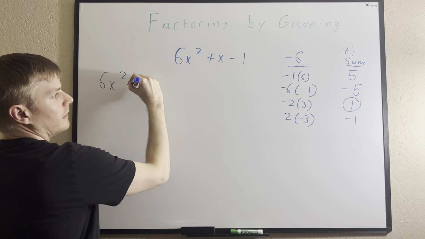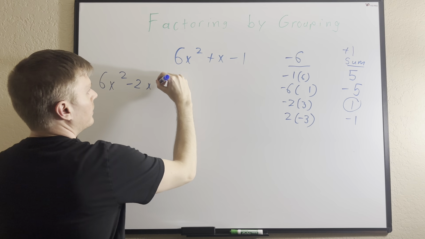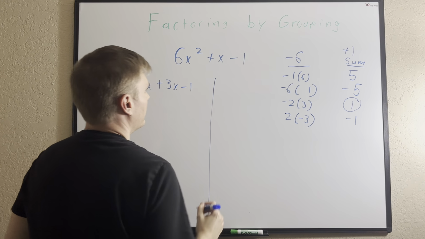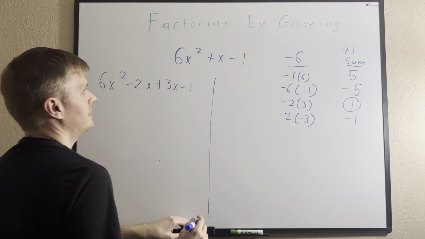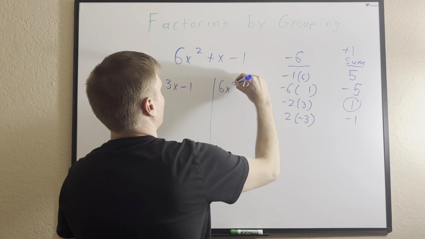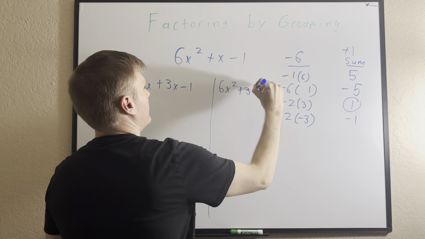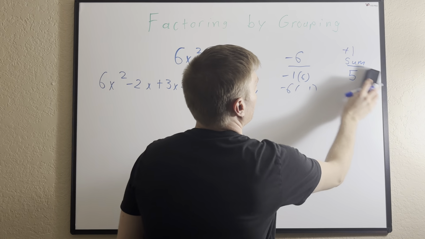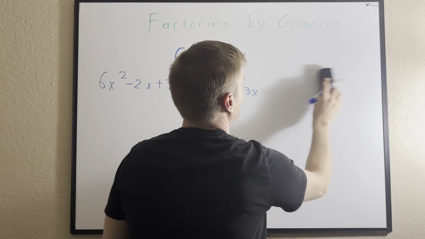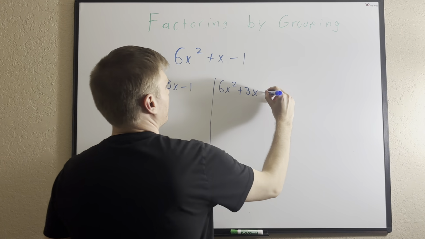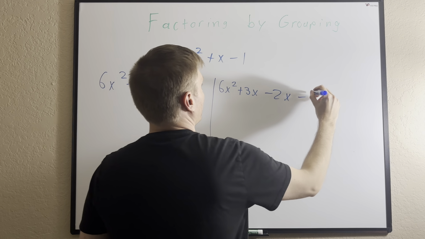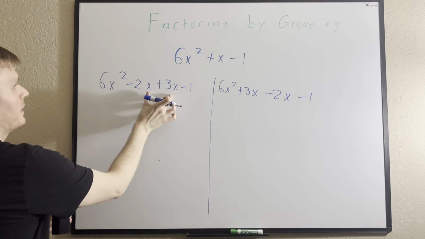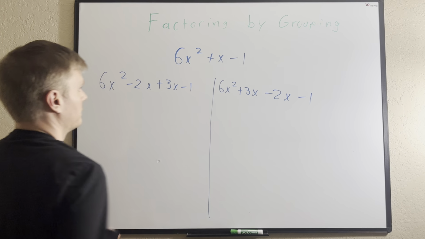6x squared minus 2x plus 3x minus 1. And we'll do that same test again. We'll see, 6x squared plus 3x minus 2x minus 1. We're going to do this both ways to prove that it doesn't matter which one of those you put where. Okay?